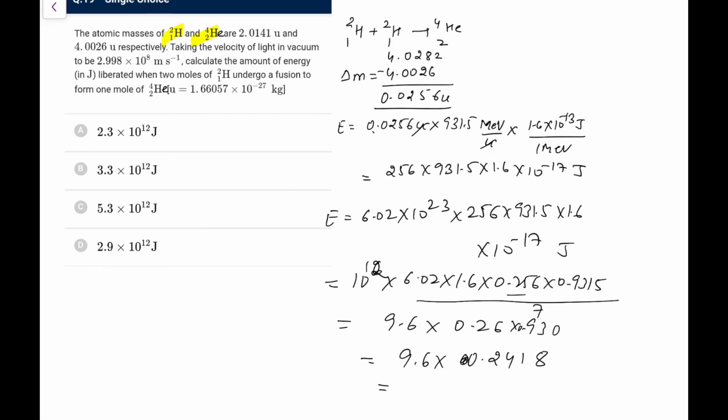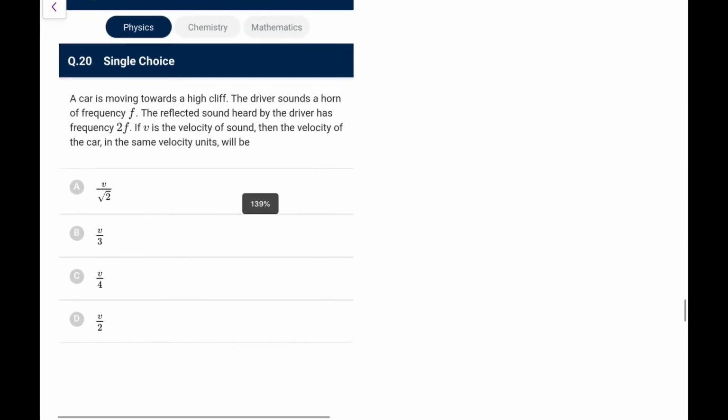So 9.6 into, it's tricky. It would be 2.3. It won't be 2.9. It would be 2.3, the closest one. So I'll go for this one. So this is how I have calculated. Otherwise this will be a tougher one to calculate.